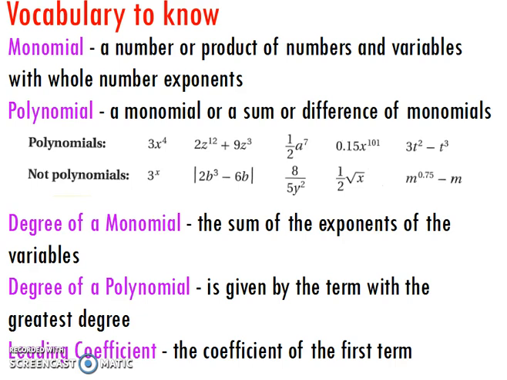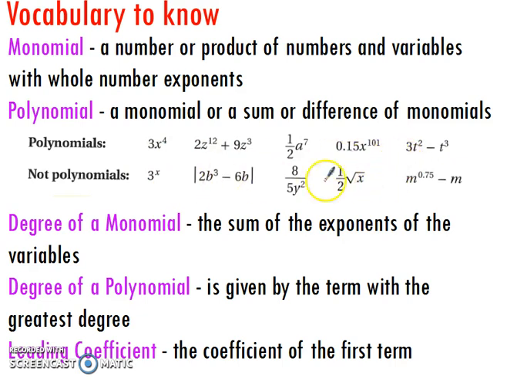A monomial is a number or product of numbers and variables with whole number exponents. A polynomial is a monomial or sum or difference of monomials. So, for example, we have 3x to the fourth. That would be an example of a monomial. Then you have 2z to the 12th plus 9z to the third. We are adding two monomials. We could have 1/2 a to the 7th, 0.15 x to the 101, 3t squared minus t to the third. These are all examples of polynomials.